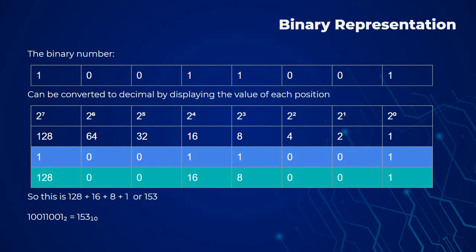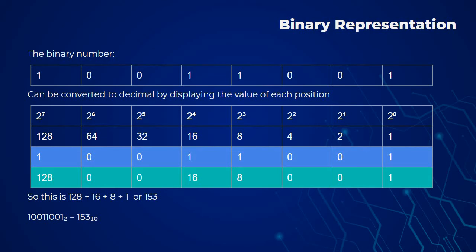The values of those I've written in the next row. So 2 to the power 0 is 1. Then it's 2, 4, 8, 16, 32, 64, 128. If you're good at doubling, that's all you need to do. Now the next row, I write the number down. So I've got 1, 0, 0, 1, 1, 0, 0, 1.